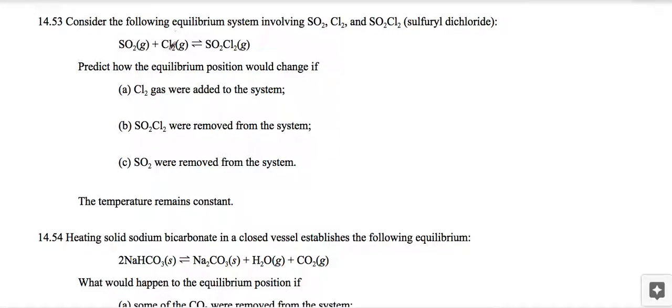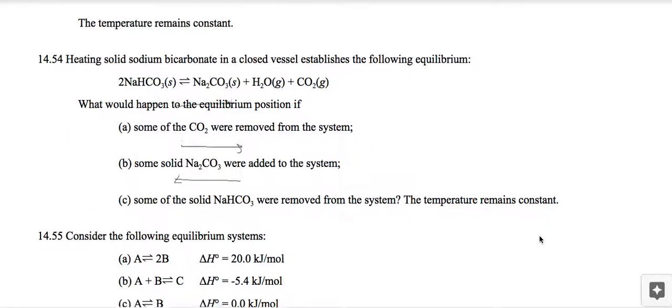But in this case, we're adding chlorine gas to this, so it's going to shift to the right. We have extra of this, so it has to shift towards the sulfuryl dichloride. Now if we're going to remove the sulfuryl dichloride, so we have less of this, that is leaving an opening for more of this to be produced, so it's going to go towards the right again. If we're going to remove some of the reactant, it's going to go this direction. And the temperature remains constant, that's just information. All right. 54.